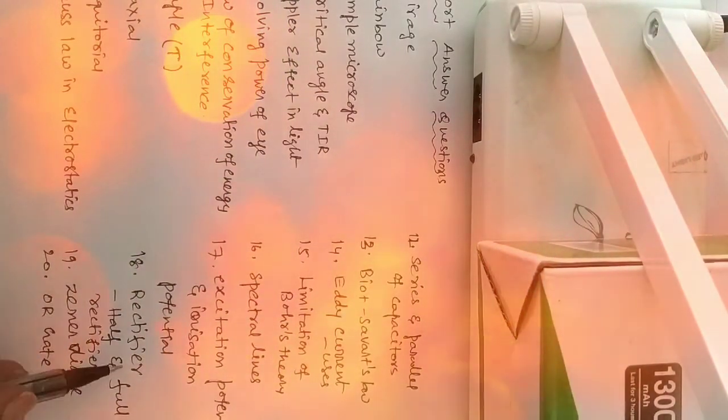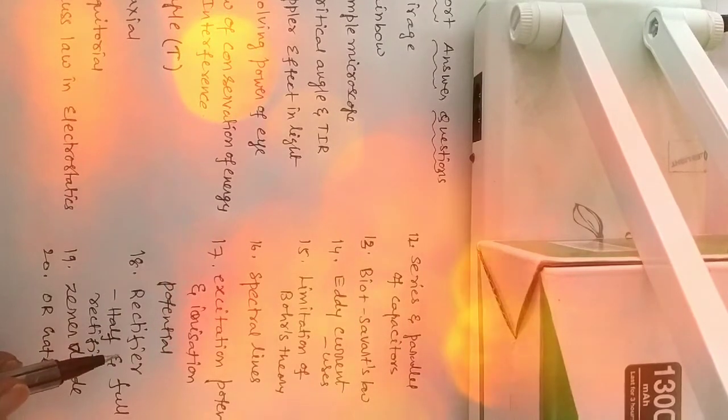18th question, what is a rectifier? Explain the working of half-wave rectifier and full-wave rectifier. 19th question, what is a Zener diode? Explain how it is used as a voltage regulator. Draw an OR gate using two diodes and explain its operation. Write the truth table and logic symbol of the OR gate.